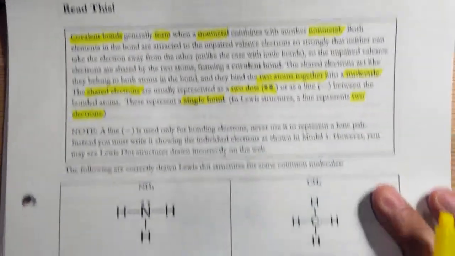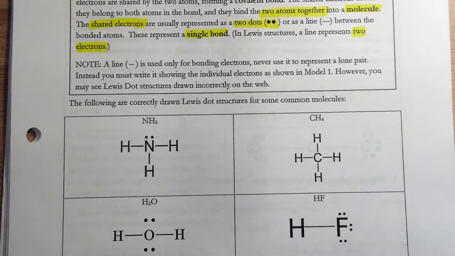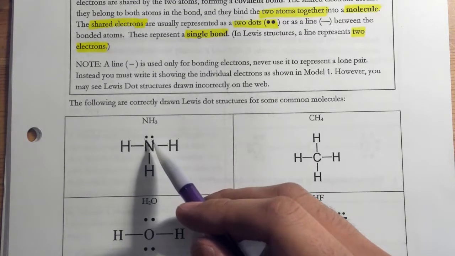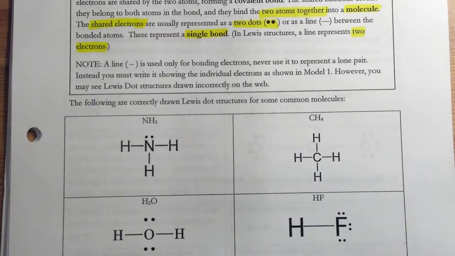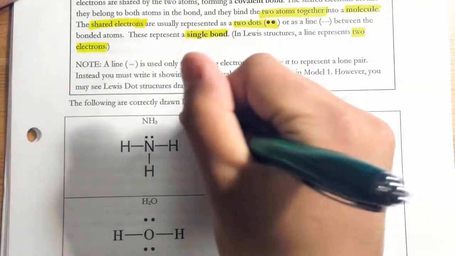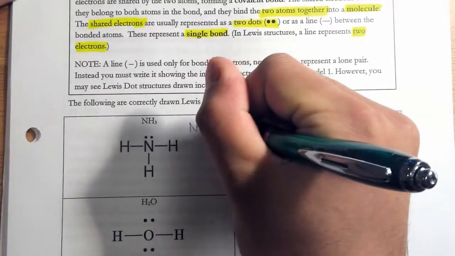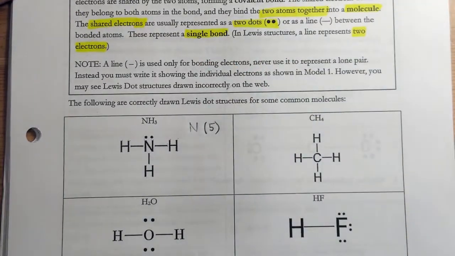So we're going to move on. First example, NH3. NH3 contains a nitrogen and three hydrogens. In this picture, it shows that there are nitrogens. If we look at our periodic table, nitrogen contains 5 valence electrons. So what we're going to do here is put N, and put parentheses 5 to show that there are 5 valence electrons.